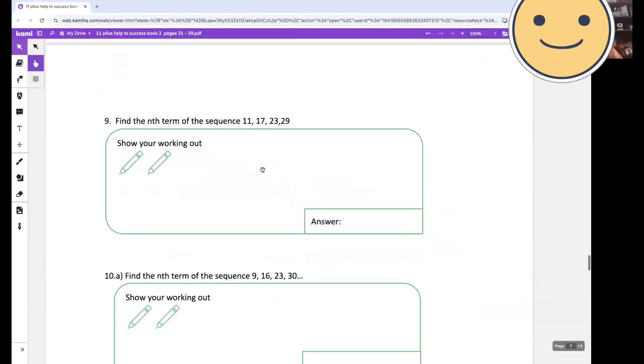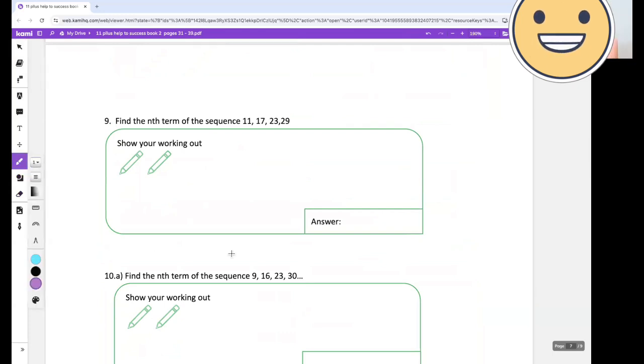So now on number 9, you just have to find the end term of the sequence. Let's see who has the hands up. Ria, want to give number 9? Is it 6n plus 5? Yes. Good. It's 6n plus 5 is the sequence for this one.